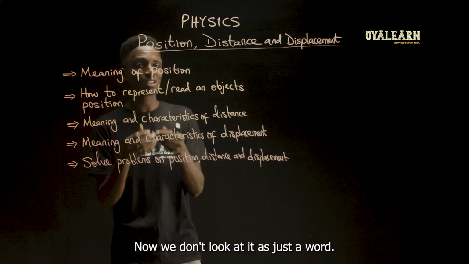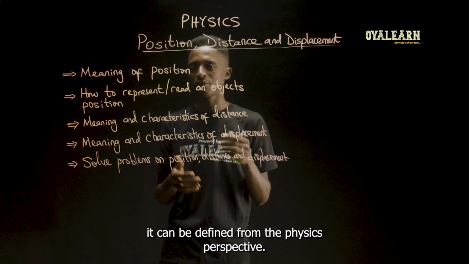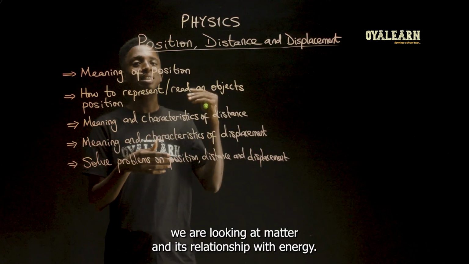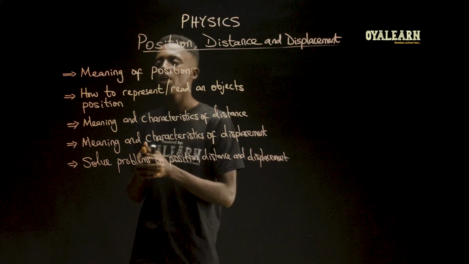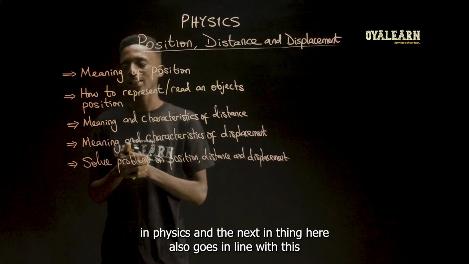Now, we don't look at it as just a word. We look at how it can be defined from the physics perspective. Don't forget that in physics, we are looking at matter and its relationship with energy. So we look at how you can define the position of an object in physics.